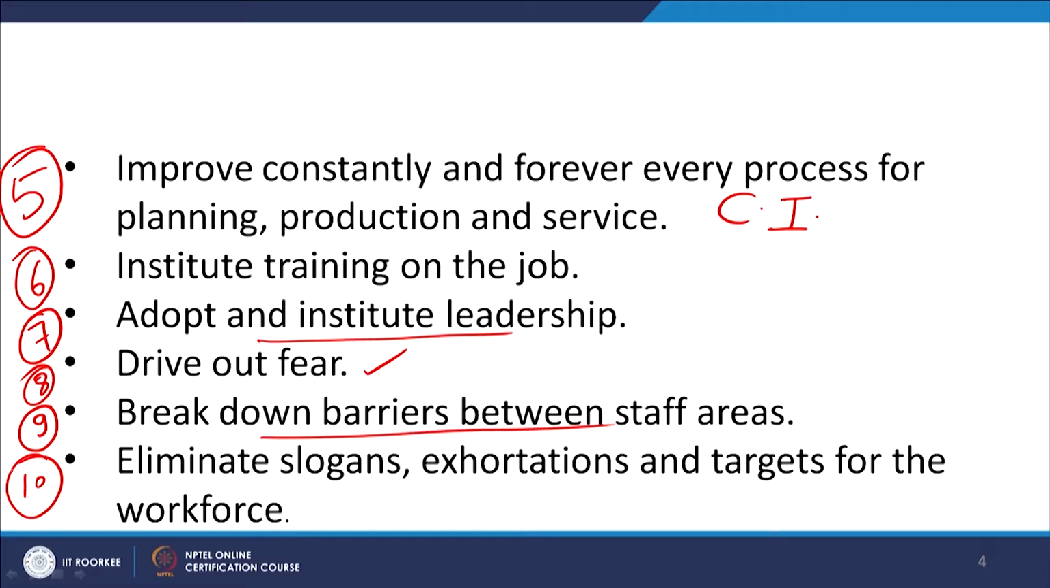These watertight compartments cannot facilitate the achievement of total quality management. So, the barriers need to be removed. Then another important thing is to eliminate slogans and targets for the workforce, because total quality management particularly is an organization-wide activity, and most of these slogans and targets are given for the workforce. So, that means we are creating a divide in the organization.